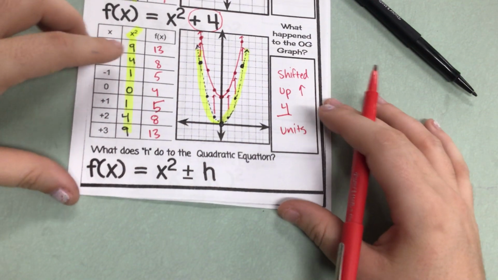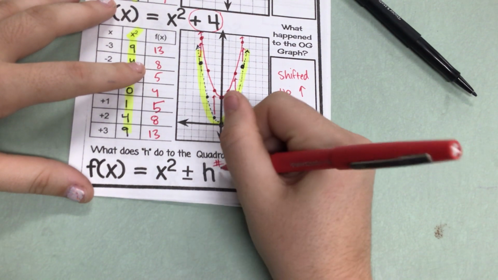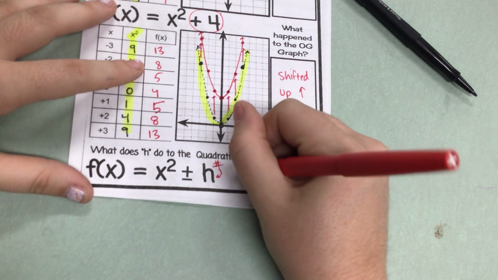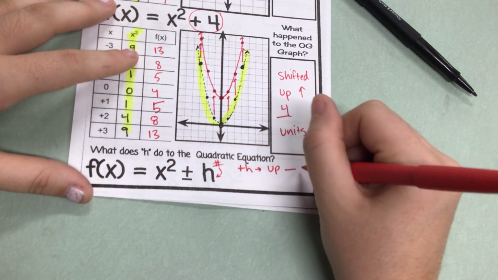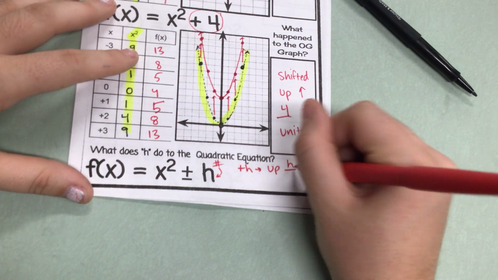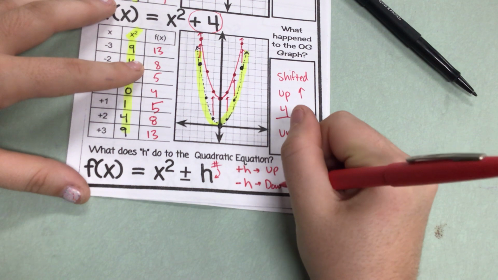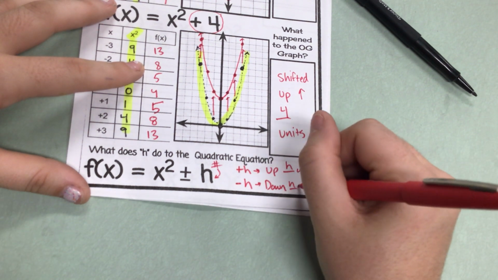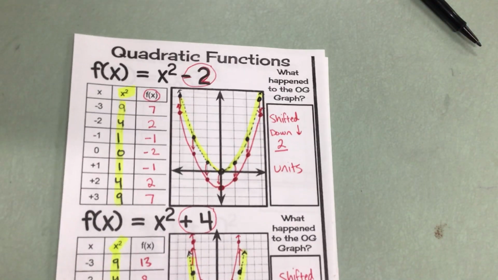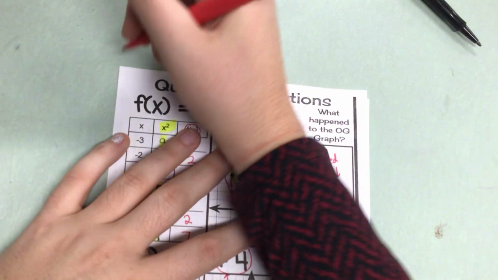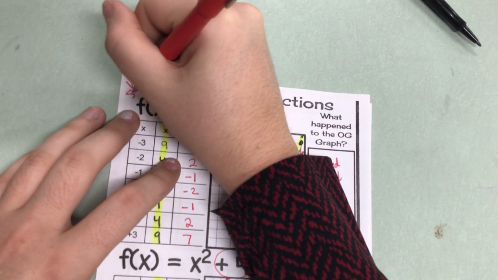All right, so what does this h do? What happens when you add or subtract some number called h? Well, if it's adding h, it looks like you're going to move up whatever h is in units. If it's minus h, you're going to move down whatever h is in units. So this first page was all about what we call the vertical shift. So on the side, will you guys write vertical shift?